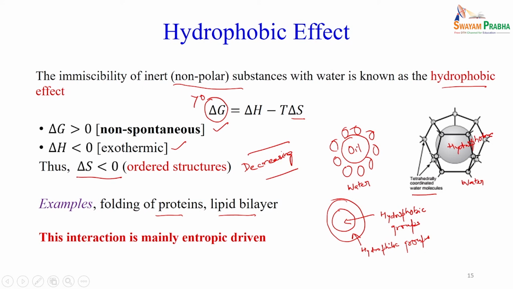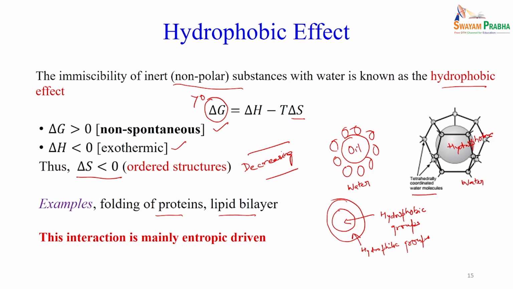One more example is the lipid bilayer. In the lipid bilayer also, the hydrophobic groups are trapped inside and the hydrophilic groups are placed on the surface. This comes from the hydrophobic interactions, which are governed by the decrease in the entropy of the system, because delta G is greater than 0. That is only possible if delta S is decreasing. If delta S is decreasing, it means there is formation of a well ordered structure.